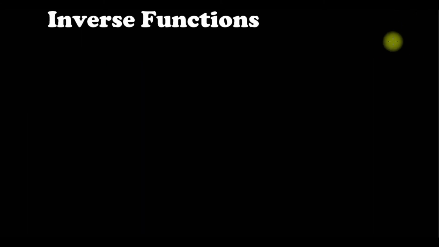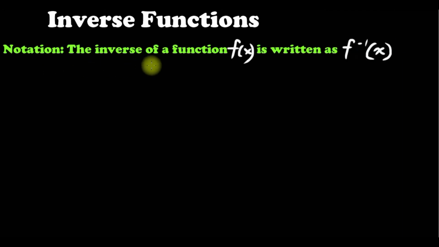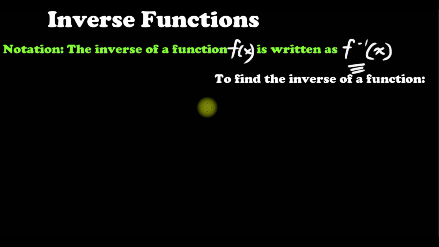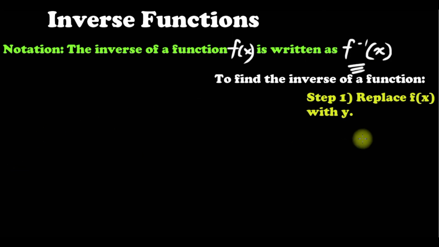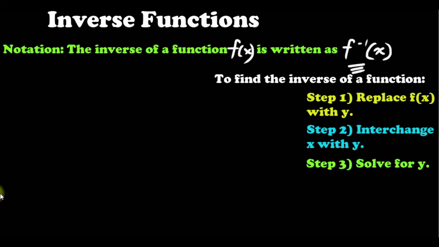Next, I am going to show you how to find the inverse function. Notation: the inverse of a function given f of x is written as f to the negative 1 of x. This is the inverse notation. To find the inverse of a function, first replace f of x with y, then interchange x with y, so you switch the x and the y, then solve for y, and then the last thing you have to do is rewrite y as f to the negative 1 of x, which is the inverse notation.